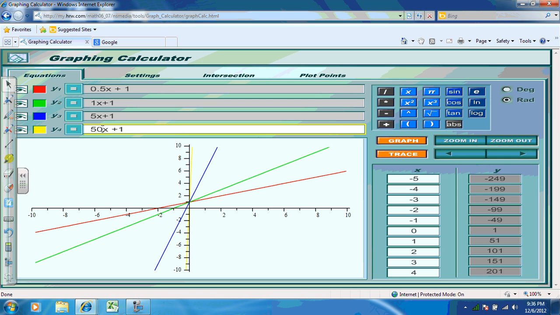If we put 500, you almost notice that the yellow line is almost vertical because the inclination is so high that you have to rise 500 and only run by 1. Okay, I hope you understood now the idea of slope. The coefficient in front of x controls the inclination, and the number here, or the y-intercept, determines where your line is going to cross the y-axis.